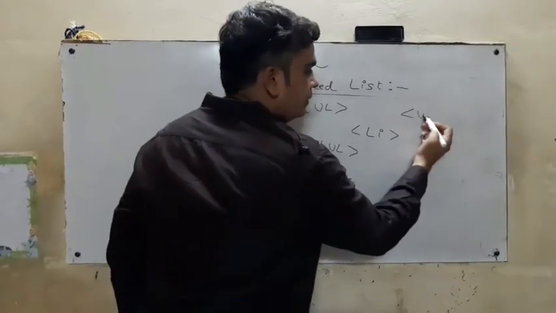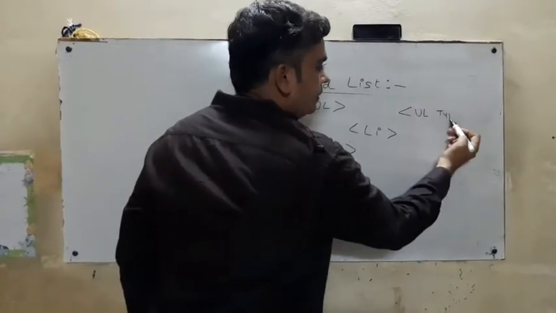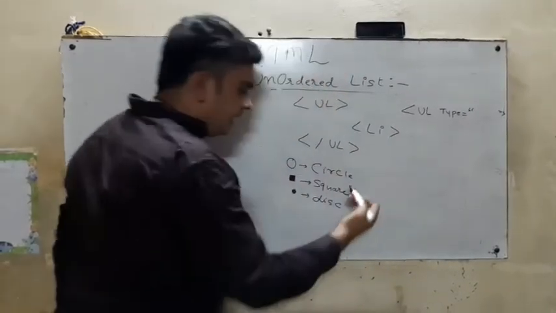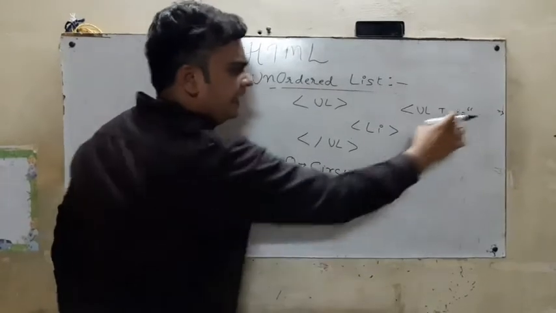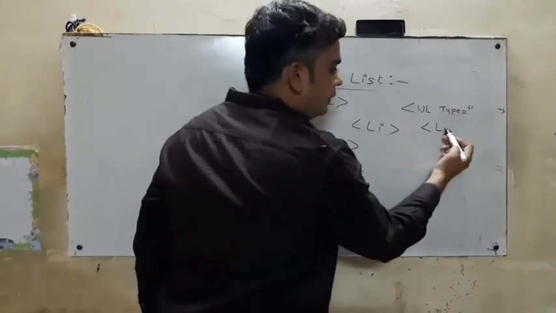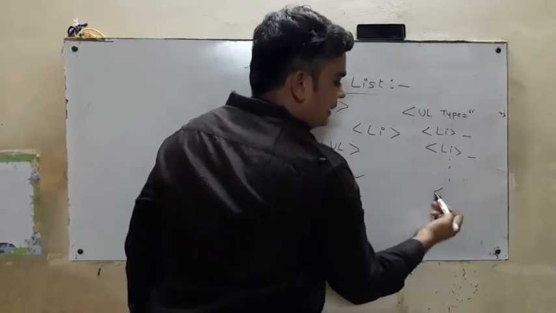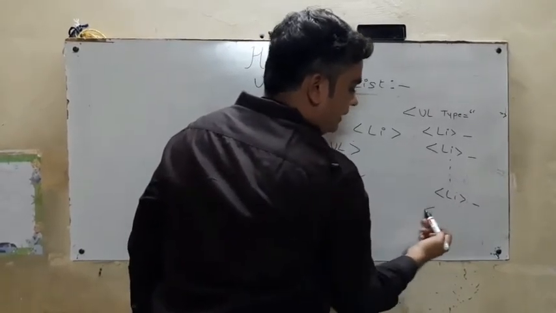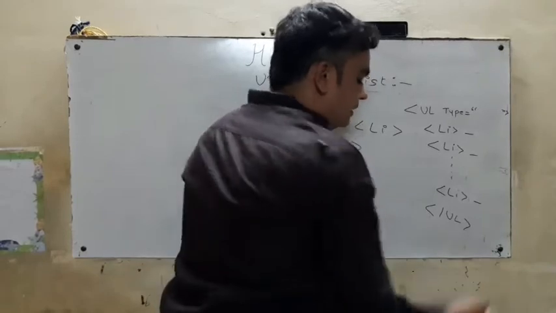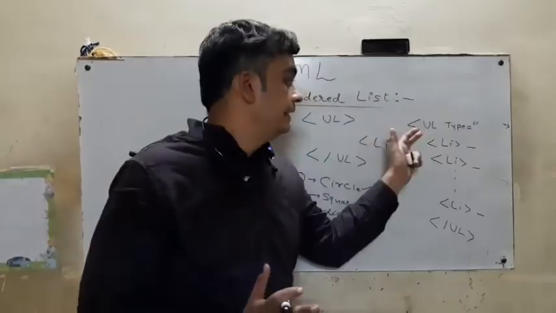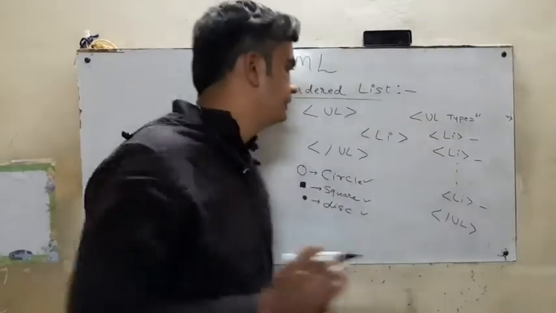So how can I write? UL, then type is equal to, so I can write either circle, square or disk, any one of them. Thereafter you have to write down li, then li. In this way I am going to represent all my list elements, and this is my end tag /UL. We see the example related with this unordered list.